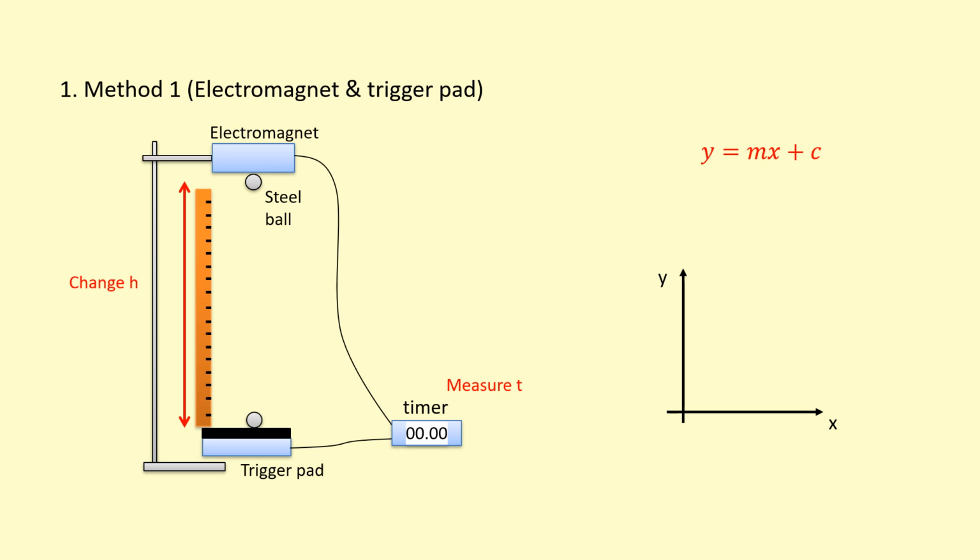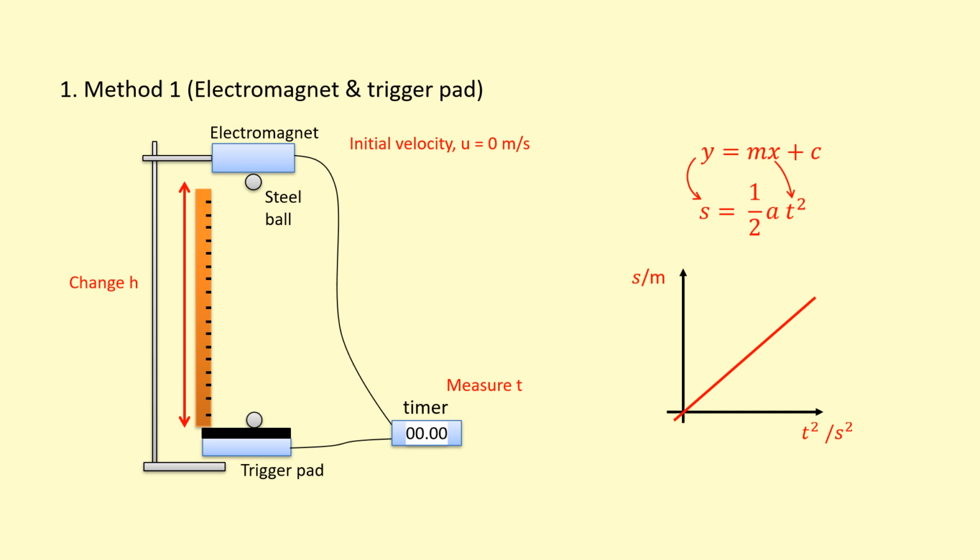The equation that you're going to use in this example is s equals ut plus half at squared. But because the initial velocity is 0, as the electromagnet is going to release the steel ball from rest, it simplifies to s equals half at squared. On the y-axis, we can plot s in meters, and on the x-axis, you can plot time squared. We shouldn't be having a y-intercept. If there's some kind of error, then you might get a small y-intercept. Based on this, we should be getting a straight line going through the origin.